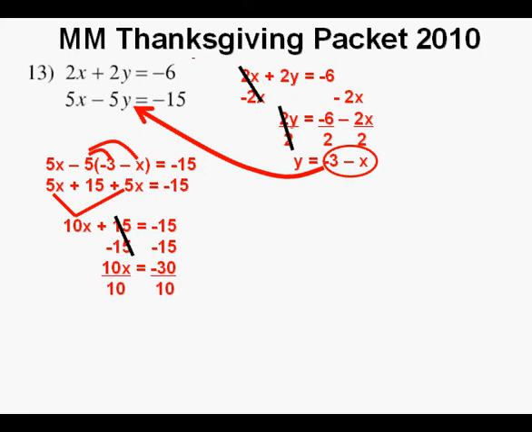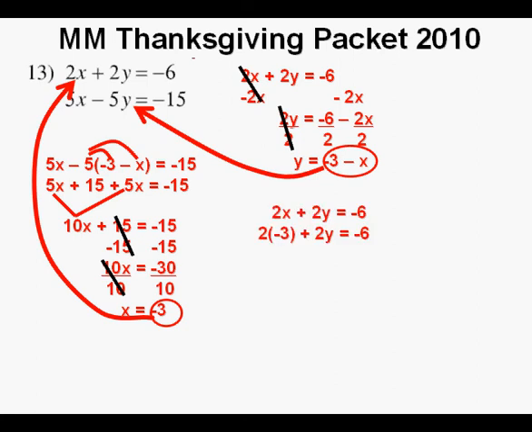Now divide both sides by 10 to solve for x. 10 over 10 cancel on the left. So we solve for x. X equals negative 3. Now we'll take our x value, negative 3, for x so we can solve for y. So it rewrites here on the right side as 2 times negative 3 plus 2y equals negative 6.